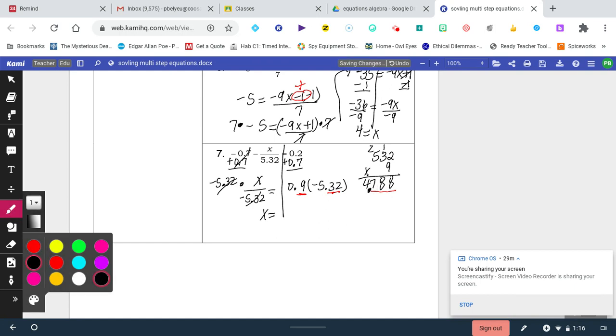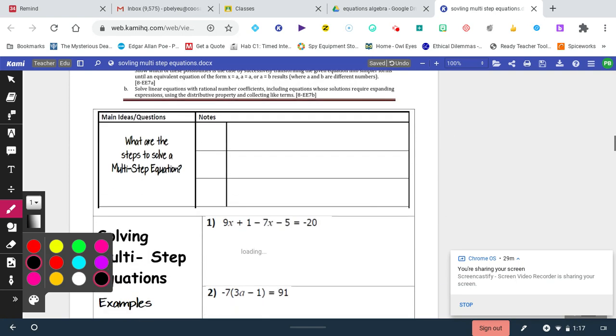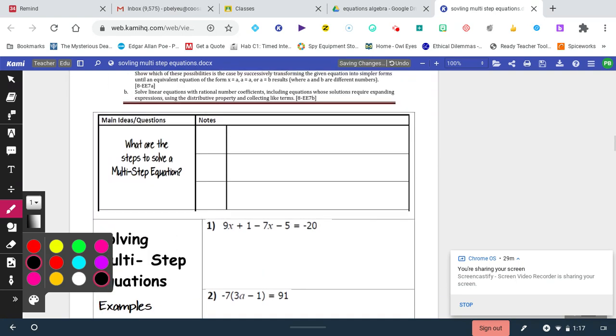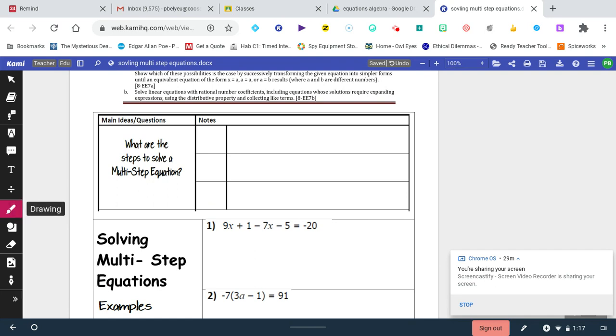Now, negative times a positive is a negative. So it's a negative 4 and 788 thousandths. And that's it, guys. That's how you do that. All right, so I'm going to go on to some multi-step. What I just did was just a review of what you should have already learned in 7th grade.